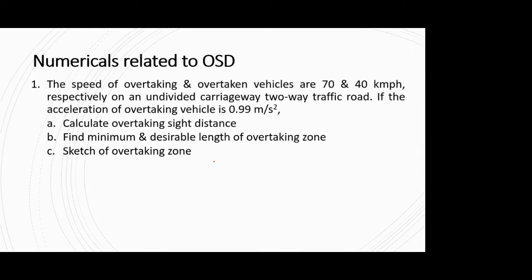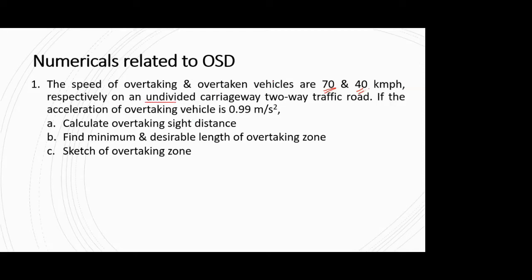So you can just read the numerical and write down the given values, that the speeds of overtaking and overtaken vehicles are 70 and 40 kmph respectively. So they have given the two speeds that we need for the analysis, that is capital V given as 70 kmph, and VB given as 40 kmph. And they have given the condition.